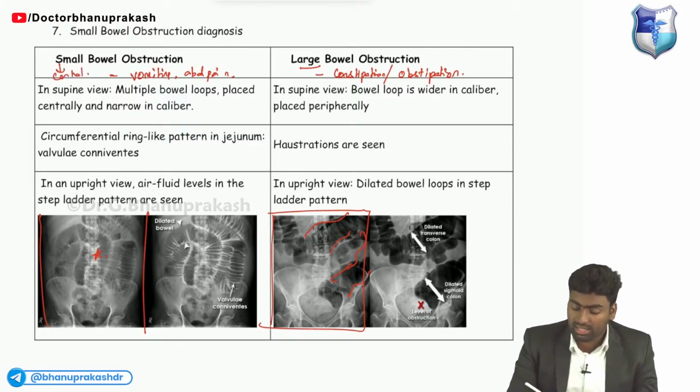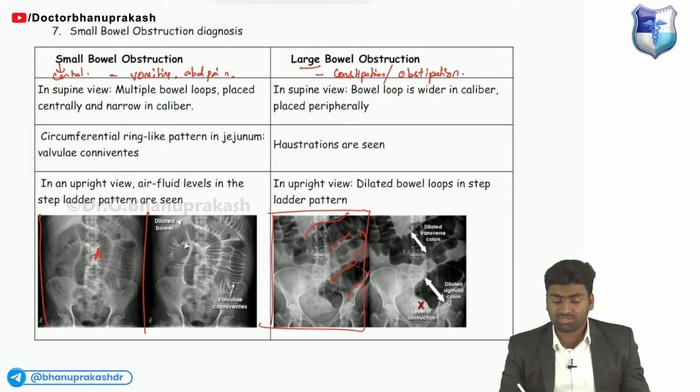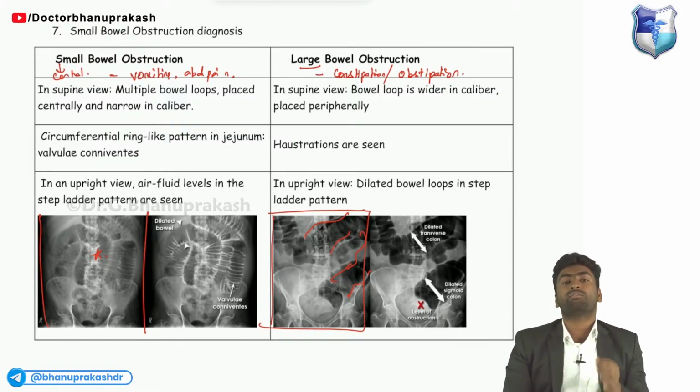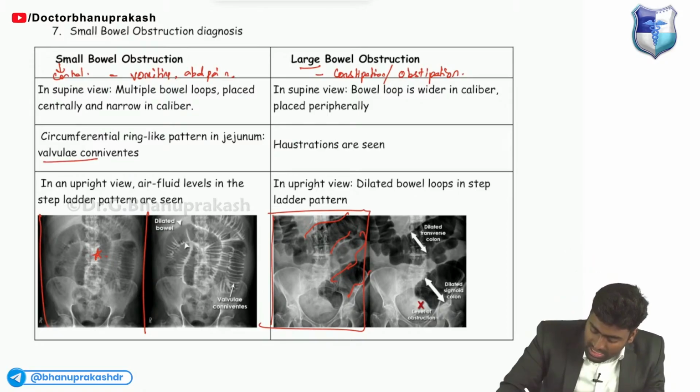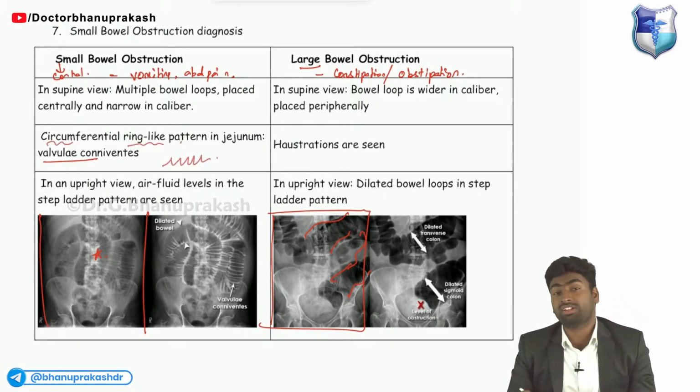In a case of small bowel, especially the jejunum, there will be valvulae conniventes, which have a circumferential ring-like pattern in the jejunum. Like this will be there. So this is the valvulae conniventes. It will be seen in a case of jejunal obstruction.